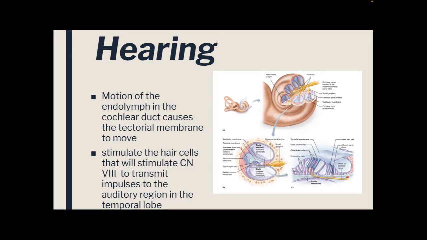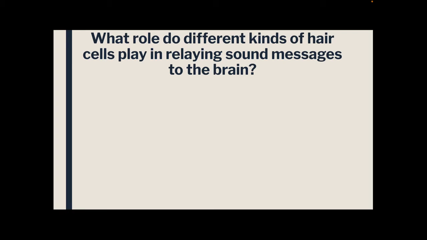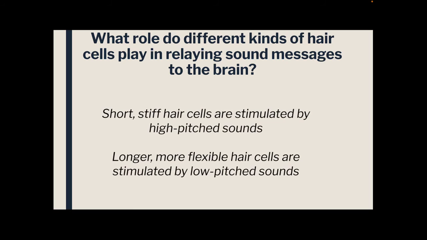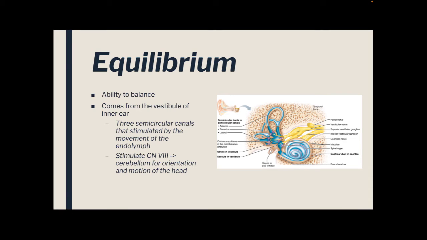Once that gets stimulated, it's going to send electrical signals from the cochlear nerve to the auditory part of your brain, which is in the temporal lobe, so that your brain can now decipher what sound waves you are hearing. Is it a dog? Is it a cat? Is it a bulldozer? Is it thunder? What role do different kinds of hair cells play in relaying sound messages to the brain? We just talked about this. Short hair cells are for high-pitched sounds and high frequency. Longer ones are for low-pitched sounds.